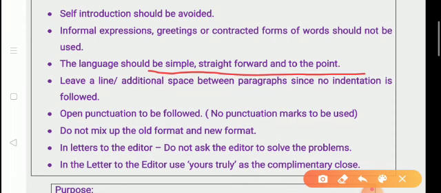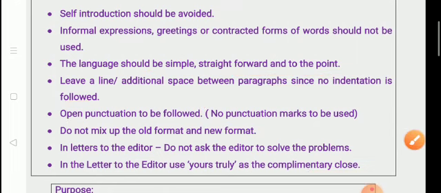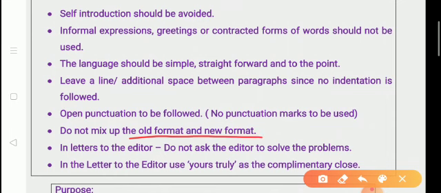Leave a line or additional space between paragraphs since no indentation is followed. Open punctuation is to be followed, meaning you should not use punctuation marks in the format part. Don't mix up the old format and new format, meaning writing on both the left-hand side and right-hand side. It should not be like that, as it was in the old format.